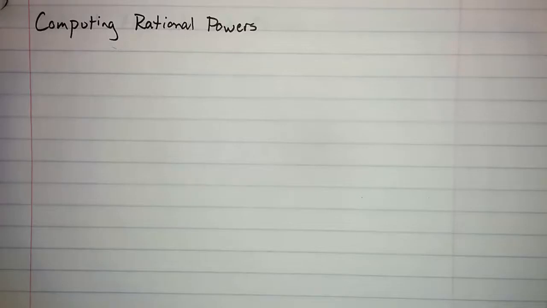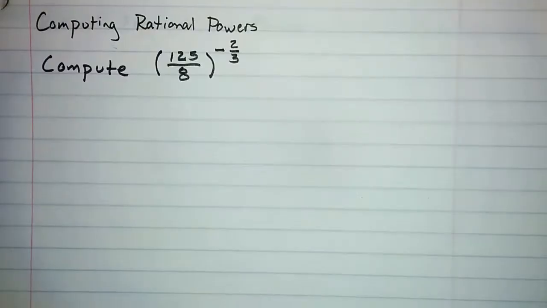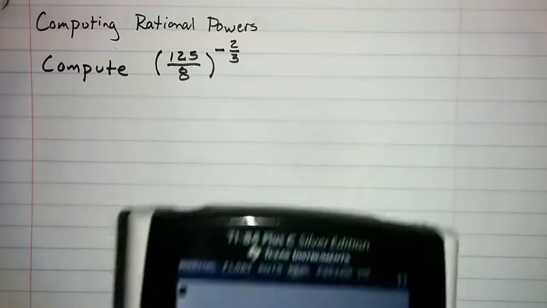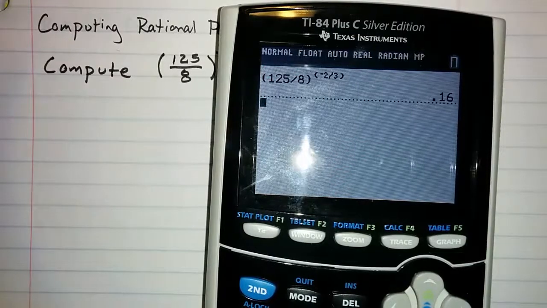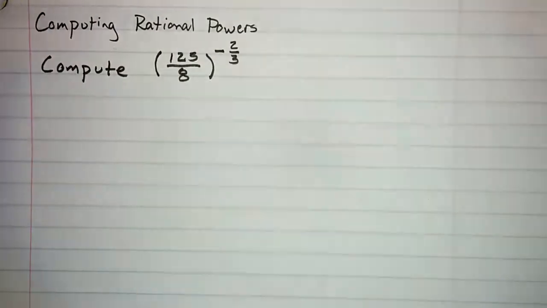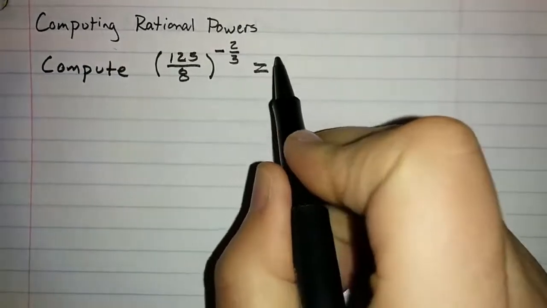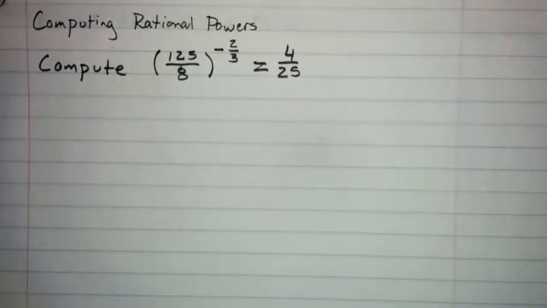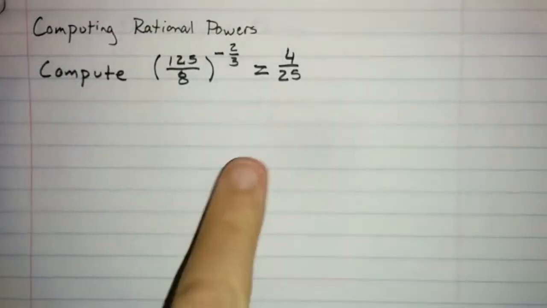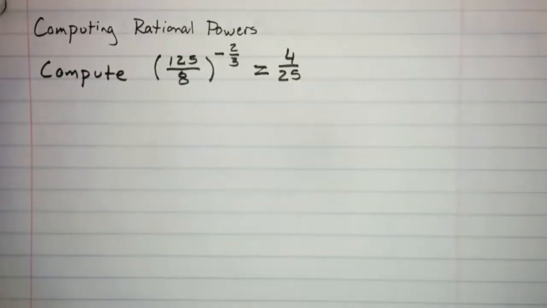Let's say I want to compute 125/8 to the negative 2/3 power. Now, just to be clear, I can punch this into my calculator just like this. It gives me a decimal. I convert it to a fraction. I know that the answer is going to be 4/25. My goal here then is not to find out the answer, but to understand why that's the answer.